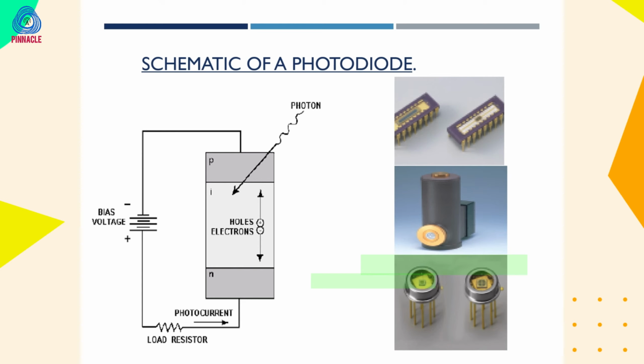So this is a schematic of a photodiode. The photons are going to be incident on the intrinsic area. Then there is hole and electron combination. A load resistor is there, and in that load resistor current is going to flow. Okay, and this is how photodiodes are available in the market. So these are the different photodiodes.